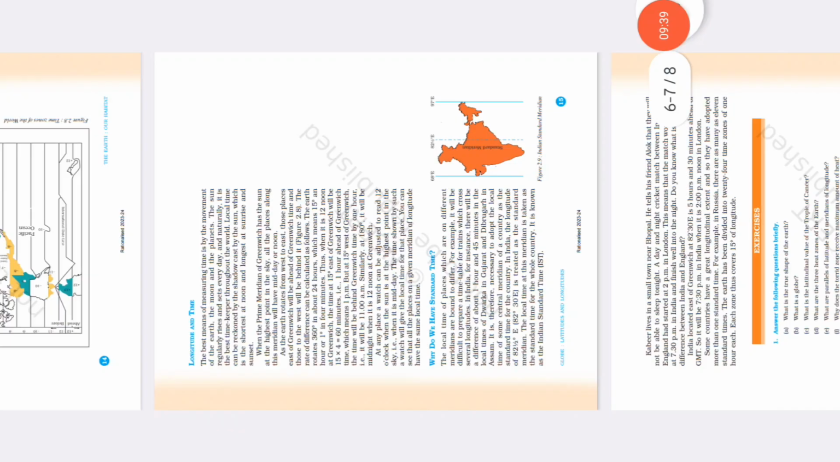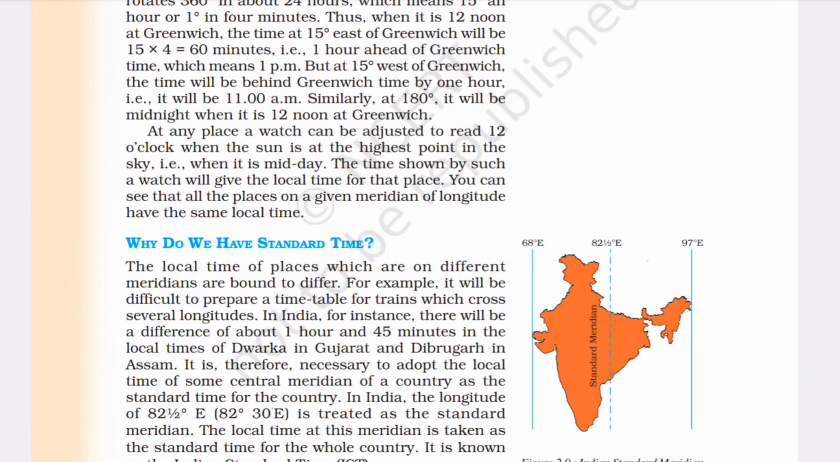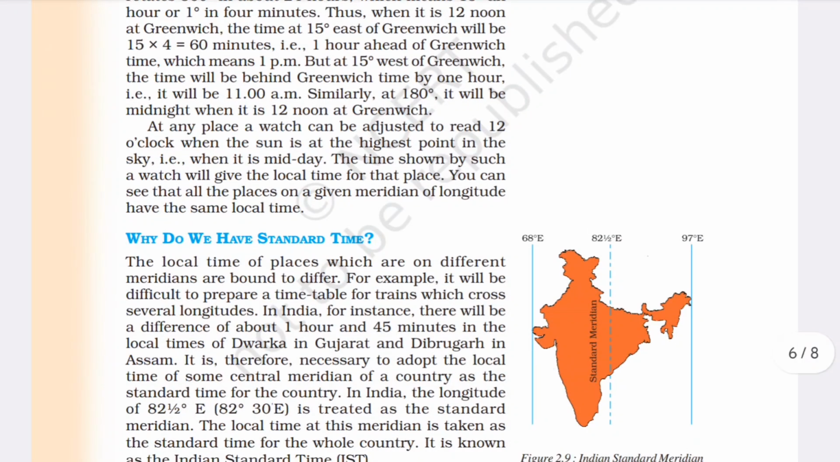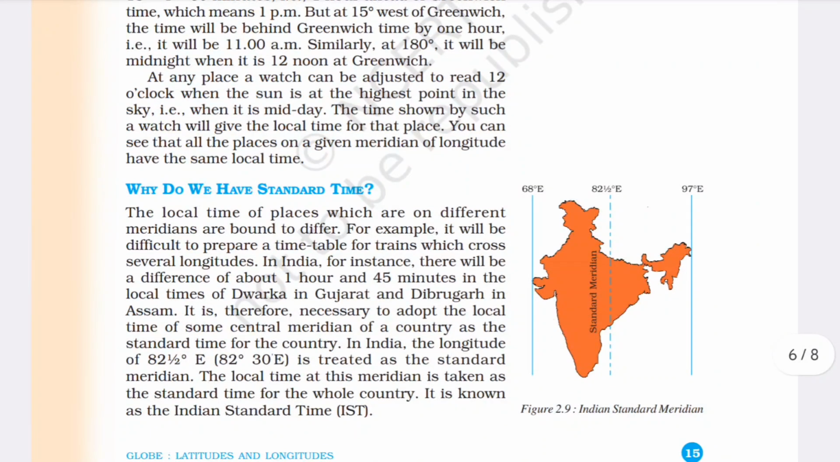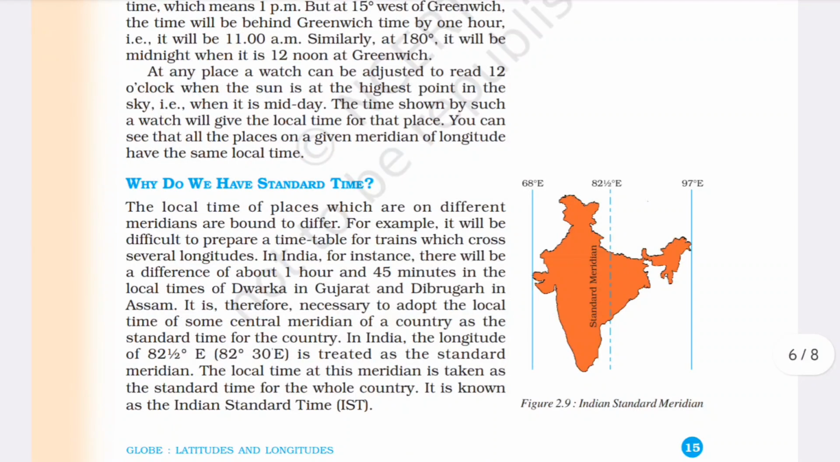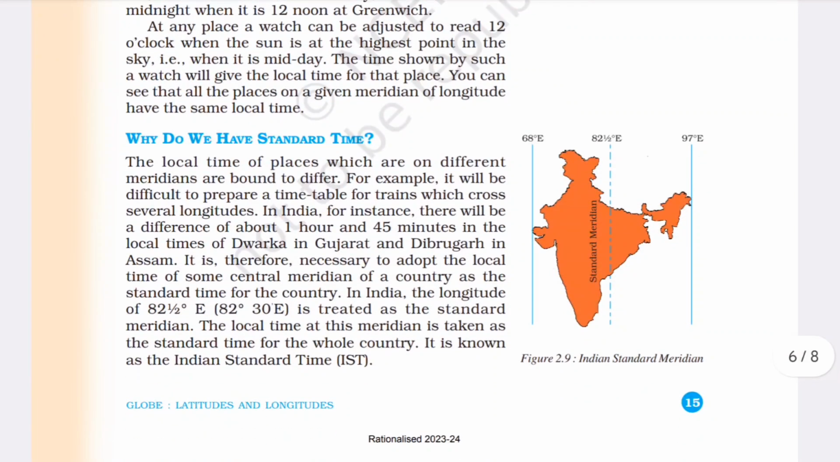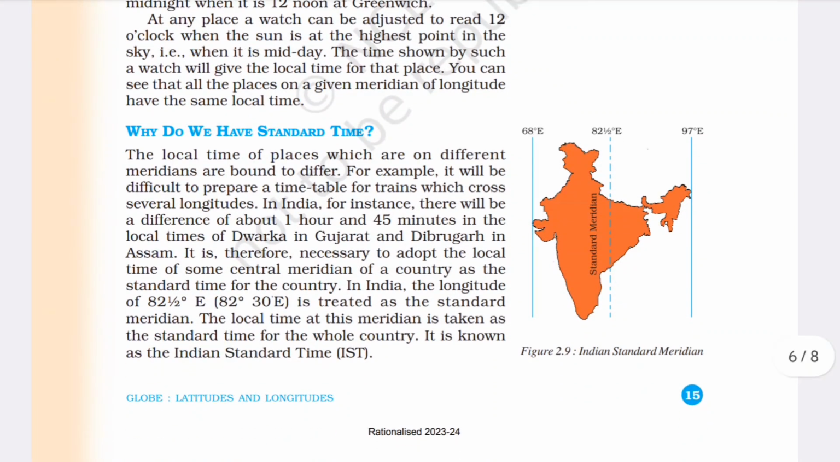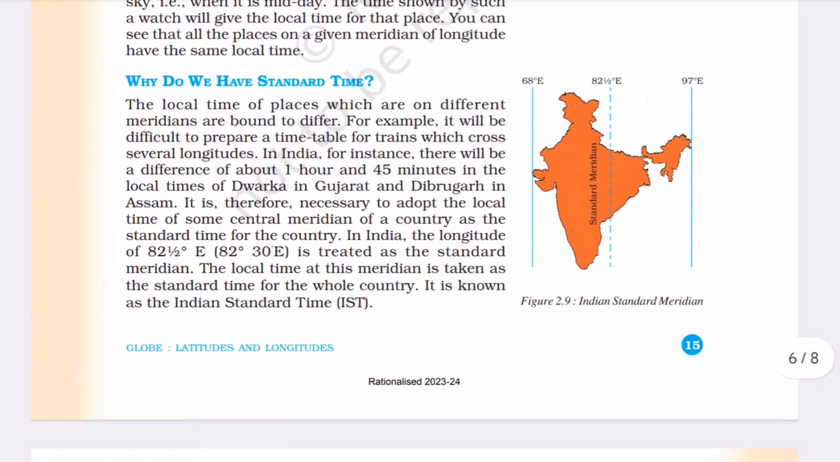At any place, a watch can be adjusted to read 12 o'clock when the sun is at the highest point in the sky. That is when it is midday. The time shown by such a watch will give the local time for that place. You can see that all places on a given meridian of longitude have the same local time.